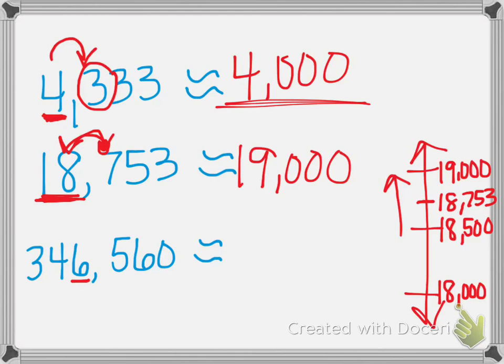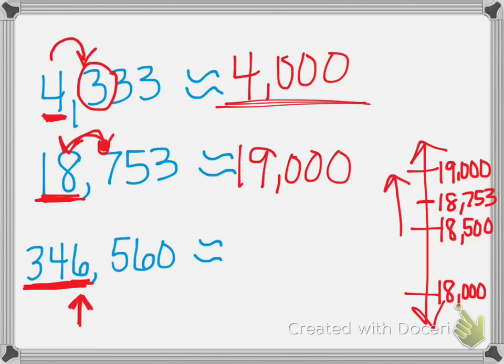18,753 is about 19,000. Okay. We're going to round 346,560 to the nearest thousand. So again, we have a 6 in the thousands place, but we can't just say that we're going to round it to 6,000 or 7,000 because that is nowhere near 346,560. So we have 346 thousand, one more thousand. So we have to add 1 to our thousands place.